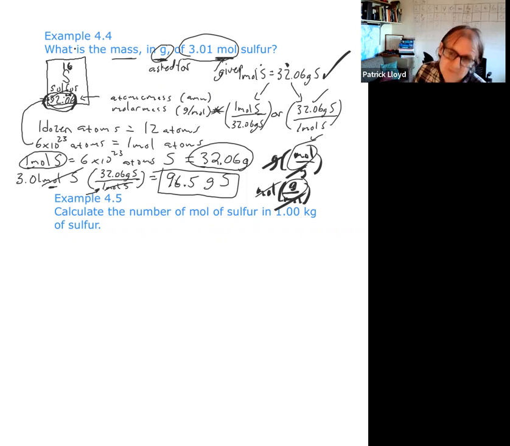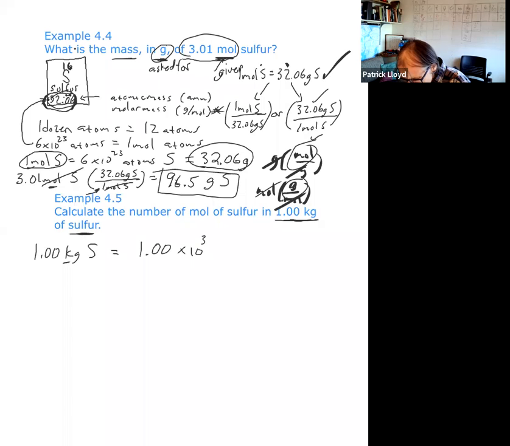The second one, example 4.5, does the opposite of that, okay? So they're giving us a little trick here. It's a kilogram of sulfur. That's a little trick because we want to have it in grams. So what I'm going to do is remind myself kilos 1,000 or 10 to the 3. So that's 1.00 times 10 to the 3 grams of sulfur. Remember, that comes back from the earlier part of the course. Kilos 1,000, 10 to the 3.